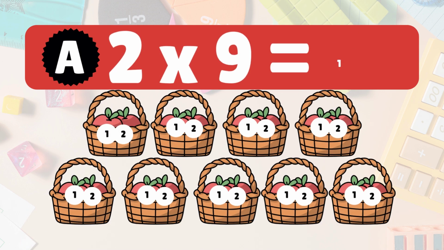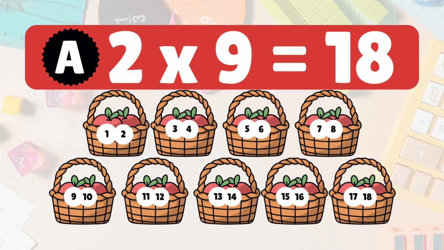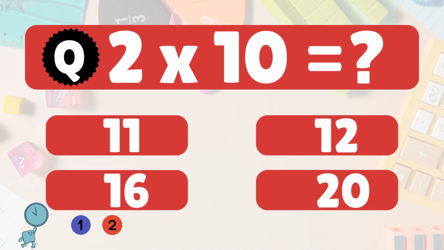2 times 9 is 18. Here we have 9 groups of 2 apples each. Let's count them all. 1, 2, 3, 4, 5, 6, 7, 8, 9, 10, 11, 12, 13, 14, 15, 16, 17, 18. So, 2 times 9 is 18 apples. Next, 2 times 10 is what?